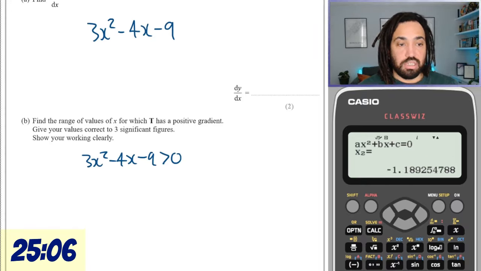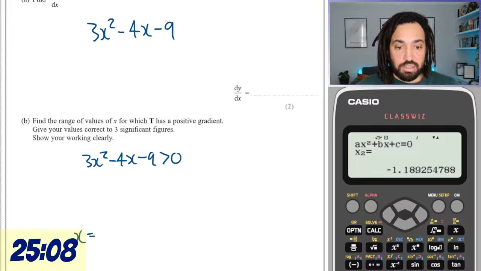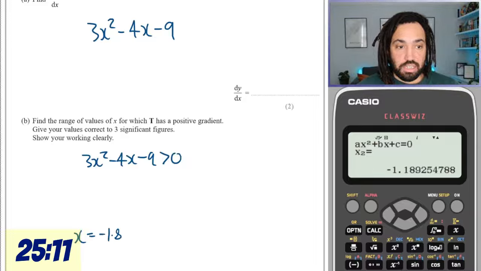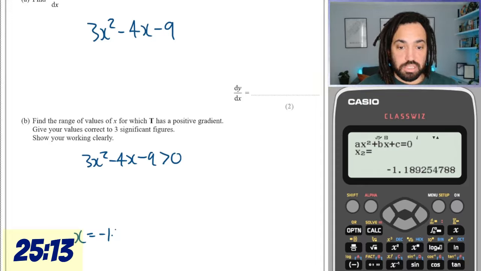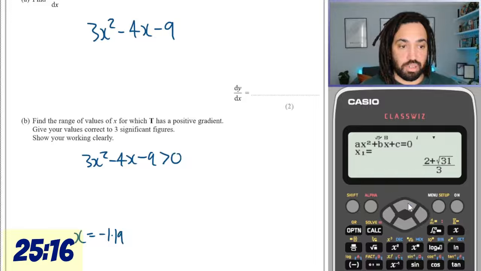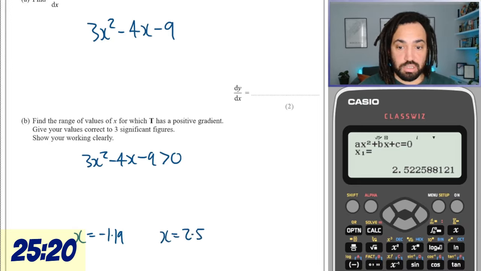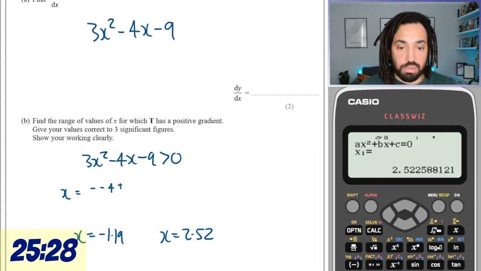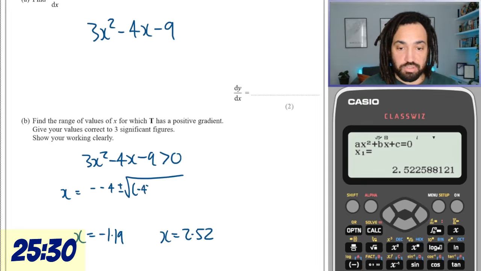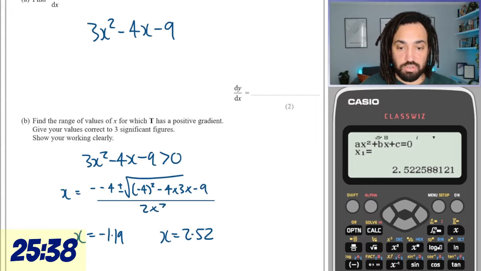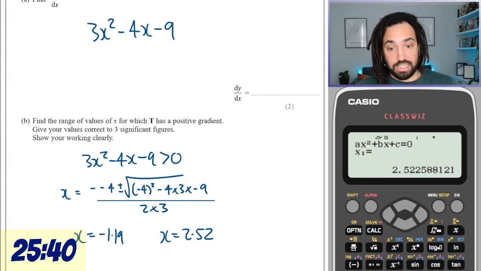Okay, fine. Let's just write down the answers here, because we know these are going to be the answers, and then we will have to show our working if we're going to get full marks. So we will do x is equal to minus 4 plus or minus the square root of minus 4 squared minus 4 lots of a times by c all over 2 lots of a. So that's the working, and then those are the answers.